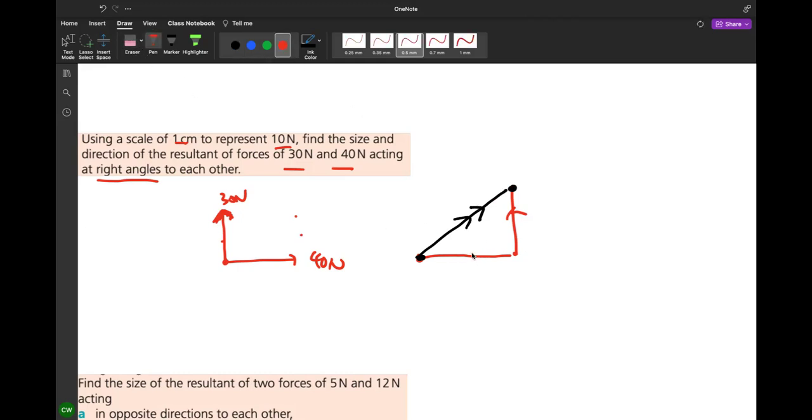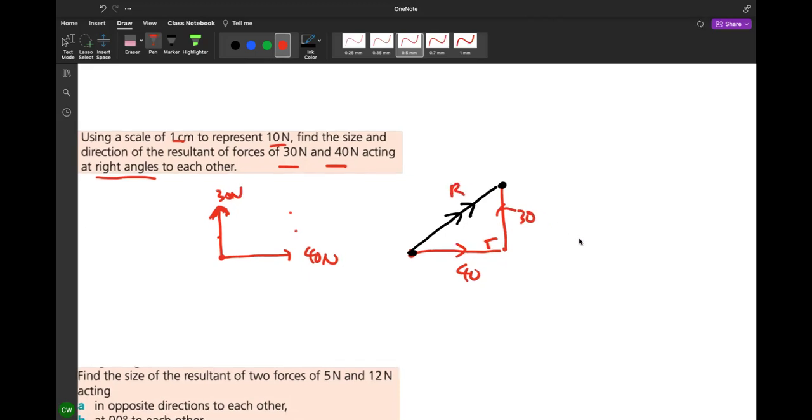Let me show here 30. The horizontal one is 40. The vertical one is 30, going up. So can you find the resultant? What is the formula for the resultant?